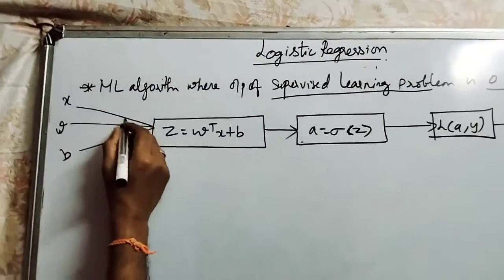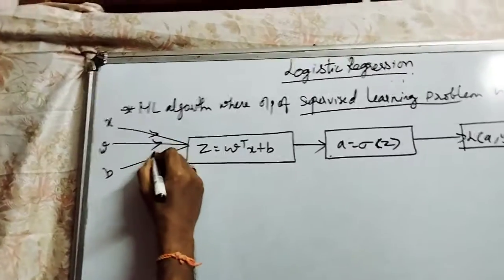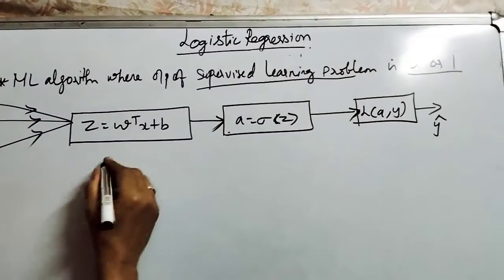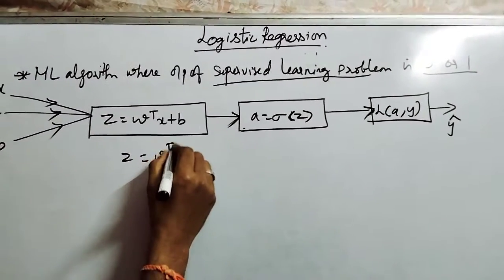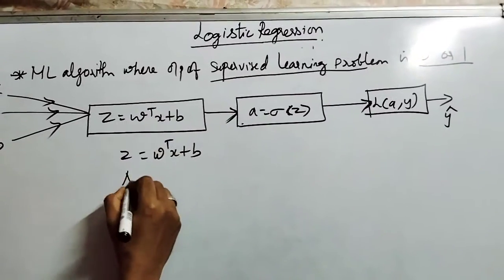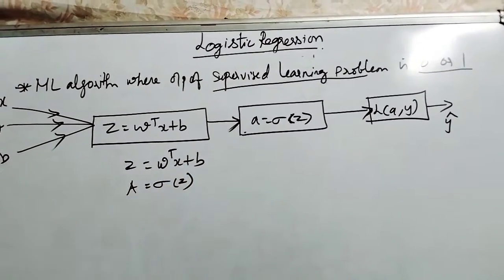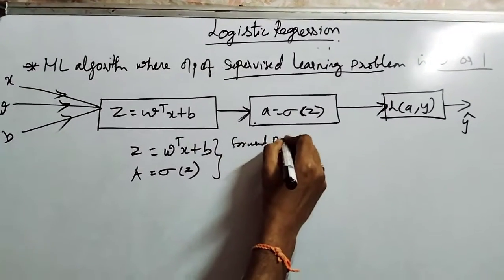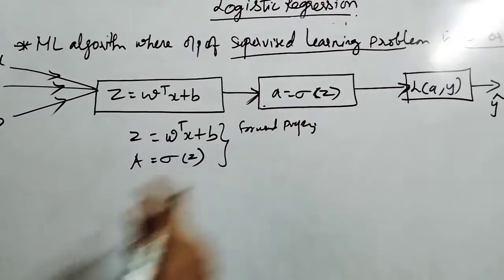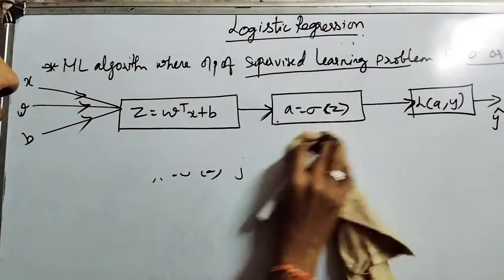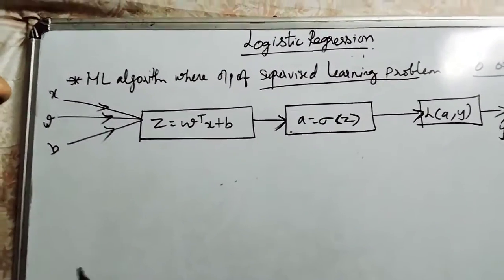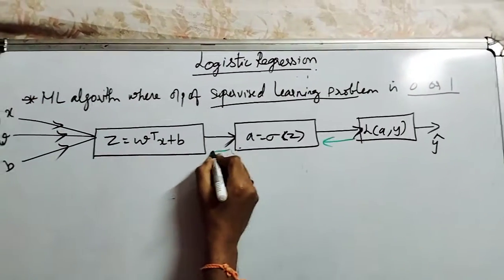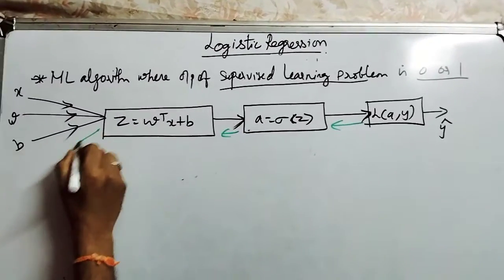So this is the forward propagation, where the corresponding value propagates in this direction, which gives z is equal to w transpose x plus b and a is equal to sigmoid of z. So this we will call forward propagation. Right? So what we are going to see now is the backward propagation of the logistic regression. Backward propagation we can represent with this green arrow.